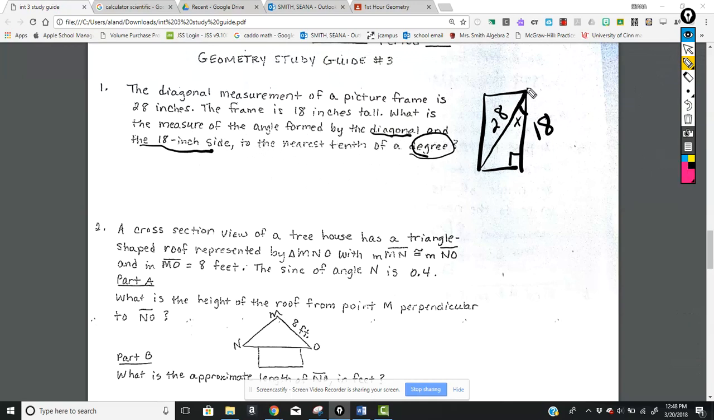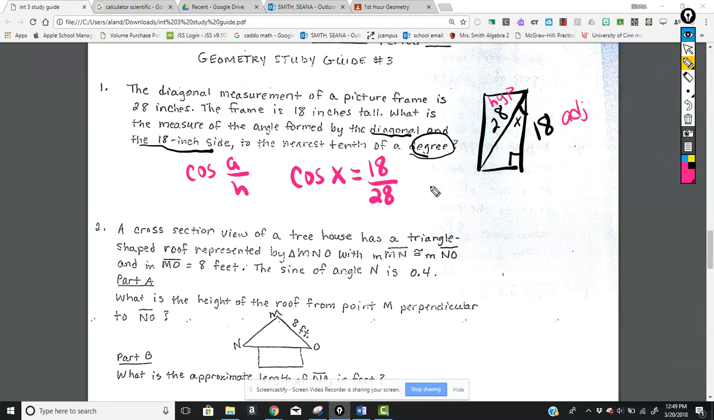So I know that 28, anytime we have a diagonal, that's going to be your hypotenuse. I know that 18 is right next to the x degree, so that's the adjacent side. And if I think through sine, cosine, and tangent, I will remember that cosine is adjacent over hypotenuse. So I write cosine x equals 18, that's the adjacent side, over 28, the hypotenuse side.